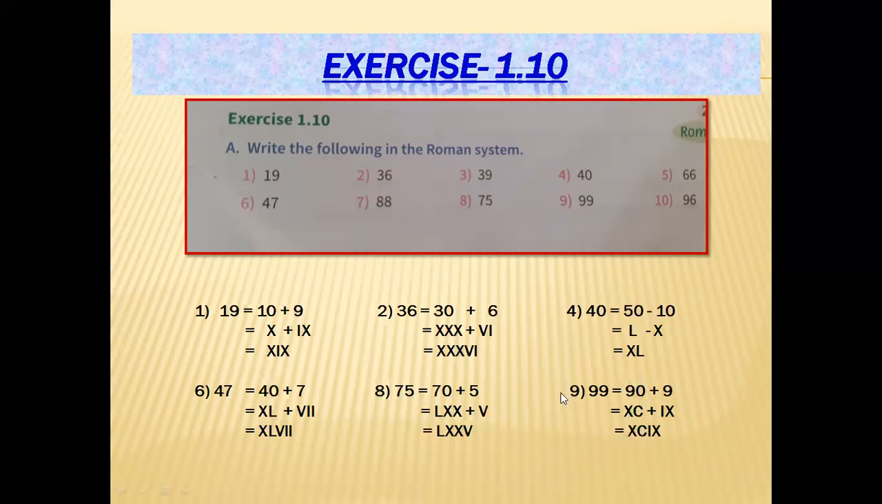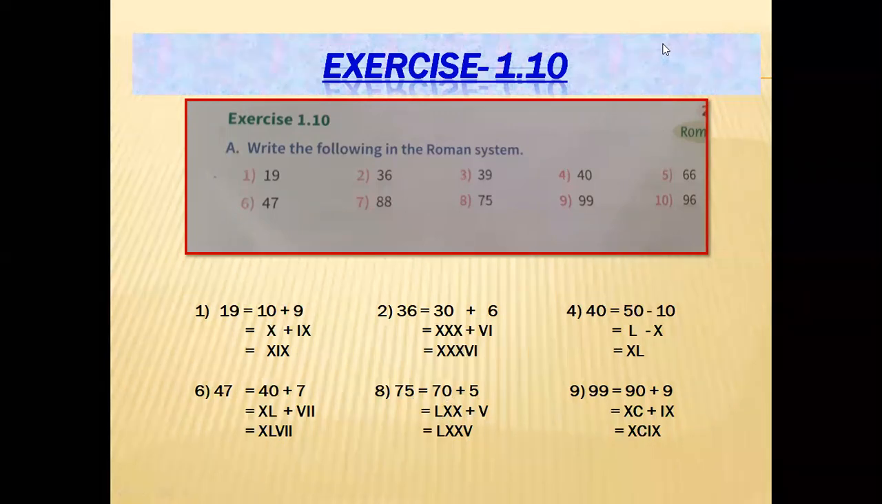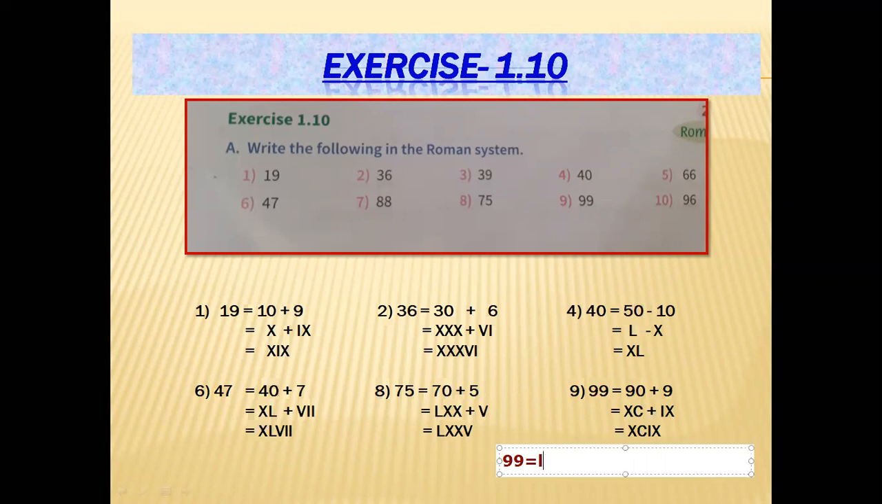90 means we cannot write it like LXXXX, because X repeats only up to 3 times. Okay, see 99 equals, we cannot write like this, LXXXX, because it repeats only 3 times. So we will write it like this: 90 means XC. X means 10, C means 100. 100 minus 10 equals 90.